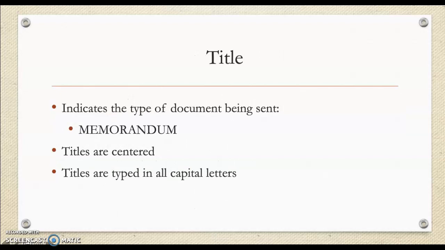The first part of the document is the title. This indicates what kind of document is being sent. In this case, it's a memorandum, also known as a memo. The title should be centered, and titles should be in all capital letters.